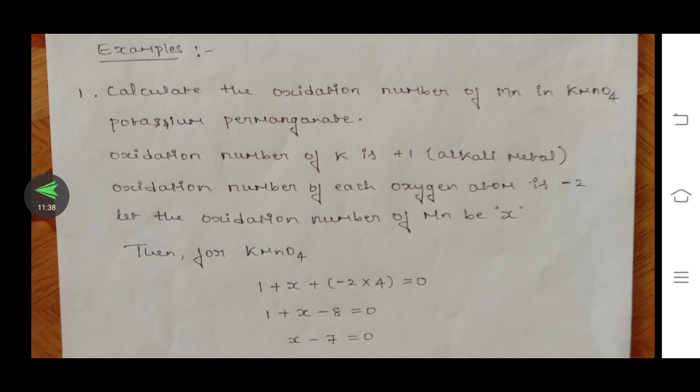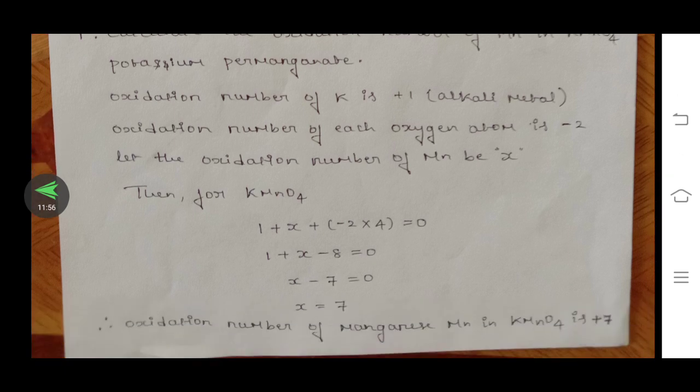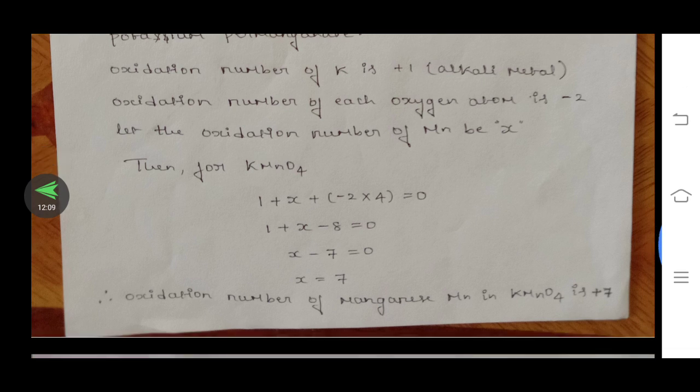Next, the oxidation number of each oxygen atom is how much? -2. Second rule, you just see the second rule. The oxidation number of oxygen is always -2 in most compounds. Some exceptions: if it is a peroxide, -1; if it is a superoxide, -1/2; if it is combined with fluorine, it is +1 and +2, depending on the compound. Now in KMnO4, the oxidation number of oxygen is -2.